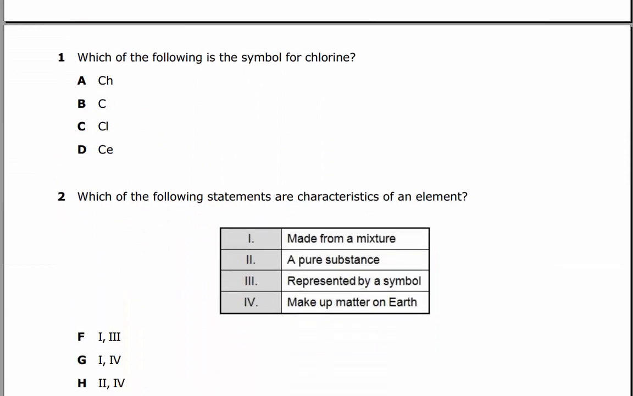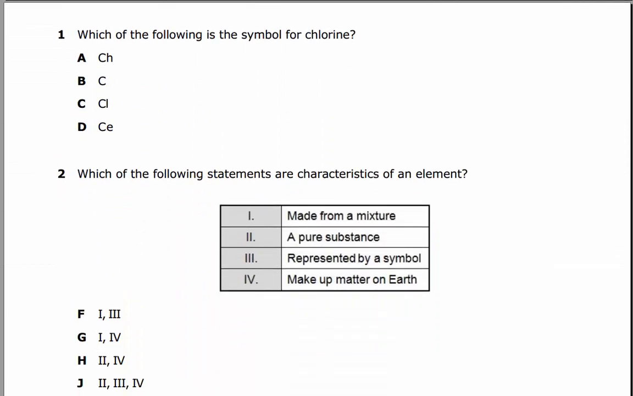Question number 1. Which of the following is the symbol for chlorine? Is it A, CH? Is it B, C? Is it C, Cl? Or D, Ce?